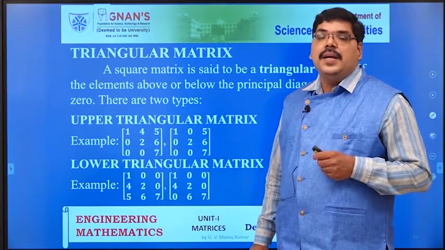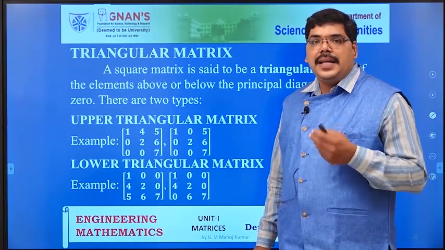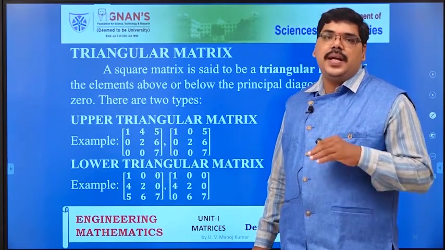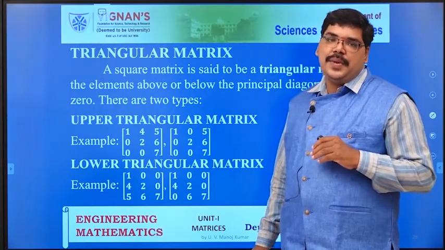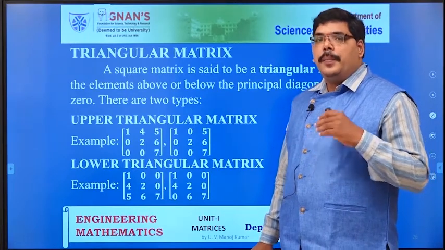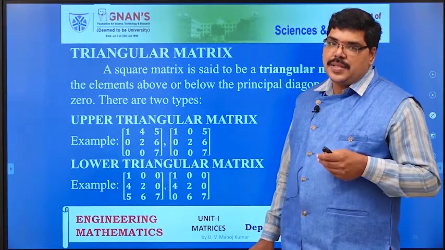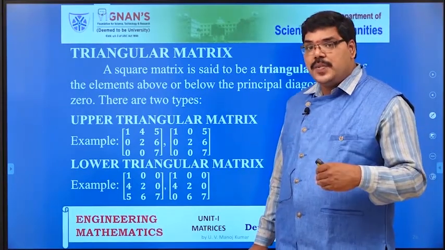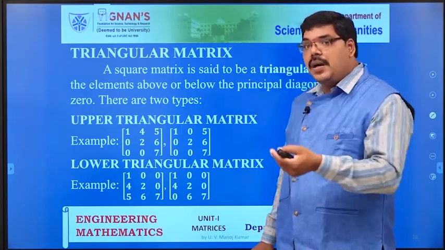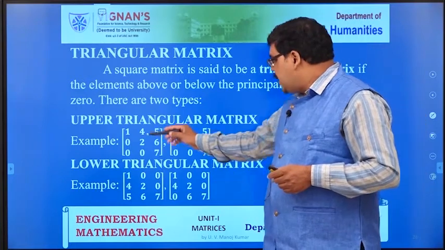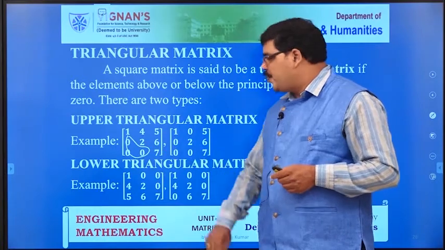Triangular matrix. A matrix is said to be a triangular matrix if either all the elements below the principal diagonal become 0 or all the elements above the principal diagonal become 0. Based on their appearance, they look like a triangle, so we call them triangular matrices. If all the elements below the principal diagonal become 0, the non-zero elements will be on the upper side. So, it is called an upper triangular matrix. See here, an upper triangular matrix. All the elements below the principal diagonal are 0.